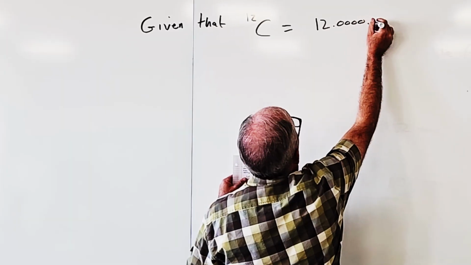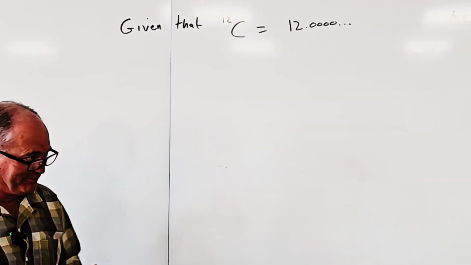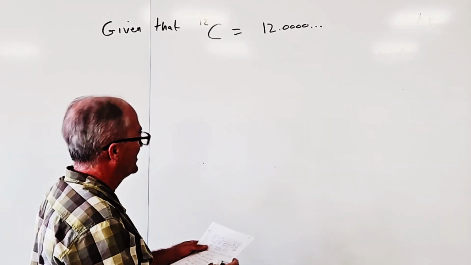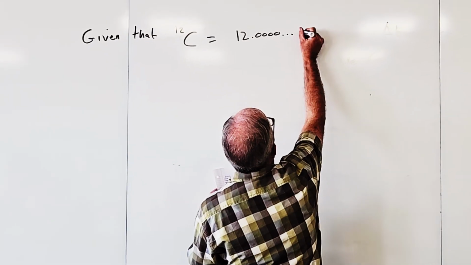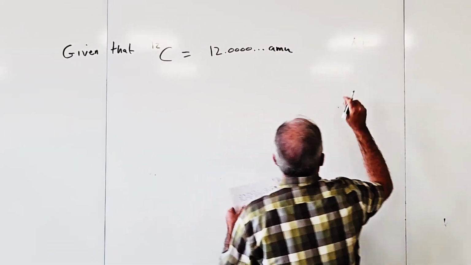So the other day when I talked about this, we mentioned carbon. What are some common isotopes of carbon? 12 and 13. How much does an atom of C12 weigh? And we could put a lot of zeros. It's an exact number by the definition of science. So that's what my ellipsis means. It goes on forever. Atomic mass units.